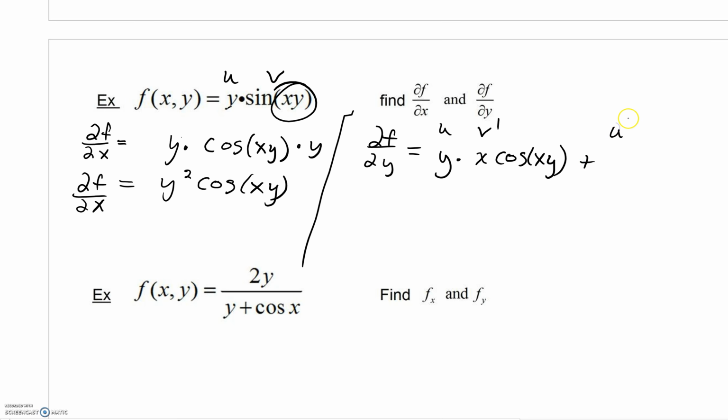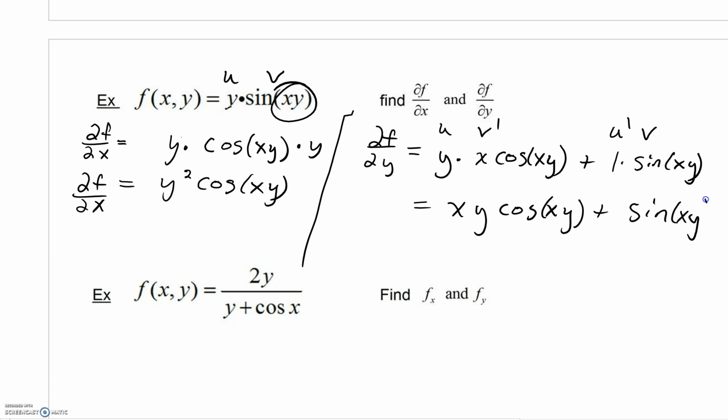We've got to say u prime v. What's the derivative of u, that y, with respect to y? It's just 1. Usually kids will say, oh, that's not so bad. At least I hope you find it's not so bad. Okay, just got to get used to some things looking a little bit different. And so there's your partial derivative.